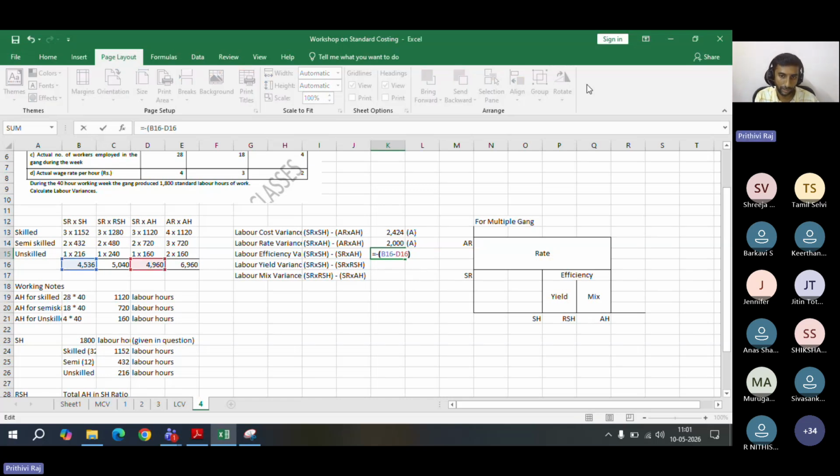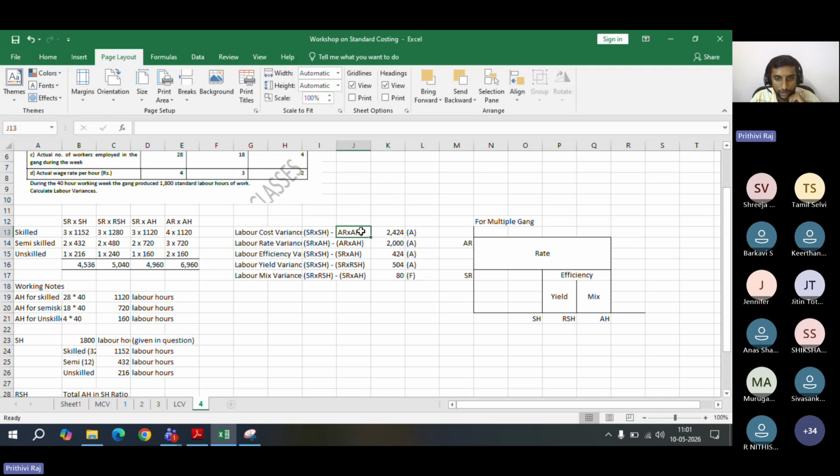Don't put a negative sign, I said, right? If it is coming negative, just put the same value and put bracket adverse. Yield variance is SR into SH minus SR into RSH. All the variances are adverse only coming. Let's see. Labor mix variance is SR into RSH minus SR into AH, the only one favorable. So now how will you read this?